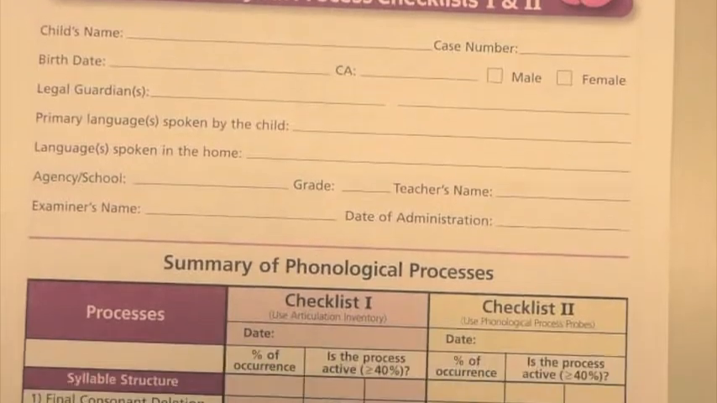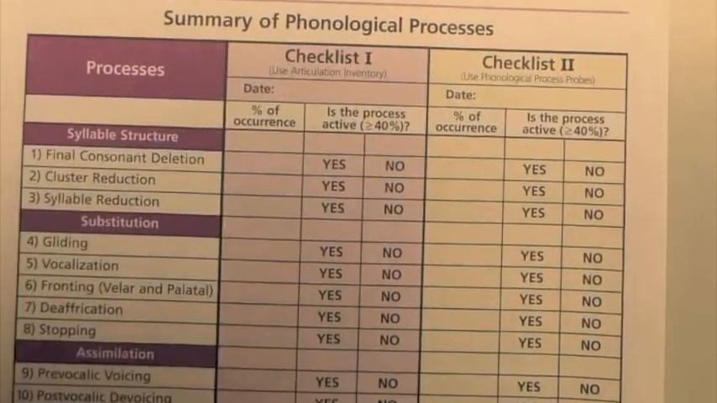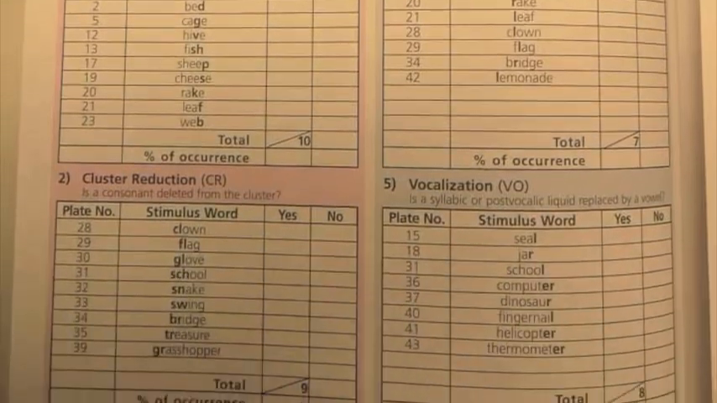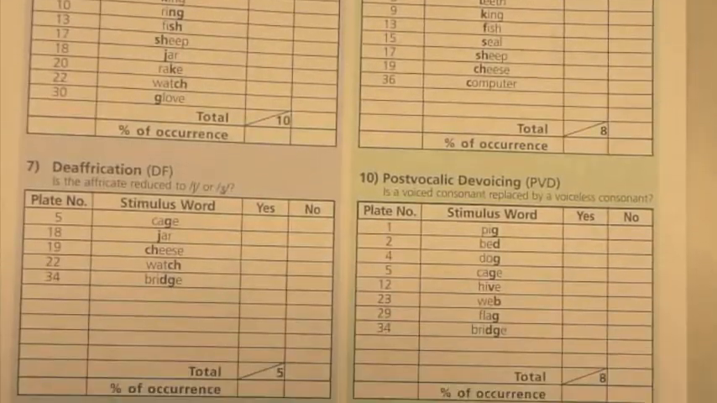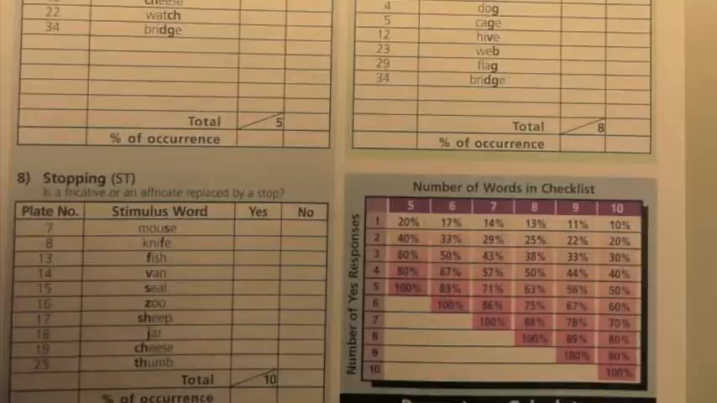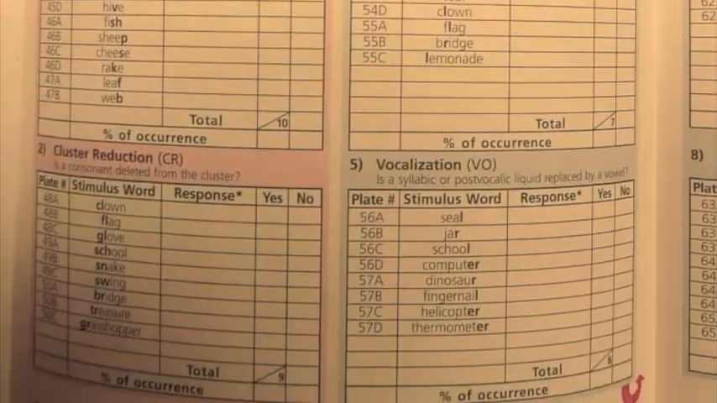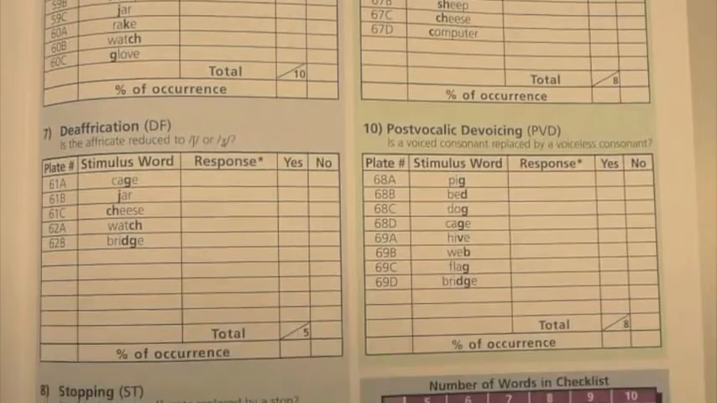The phonological process record form contains 6 pages. Checklist 1 analyzes the client's phonological process patterns based on how he or she responds to the words in the consonant inventory. Checklist 2 is used along with the phonological probe section of the stimulus manual. Each of these checklists uses a yes or no response.